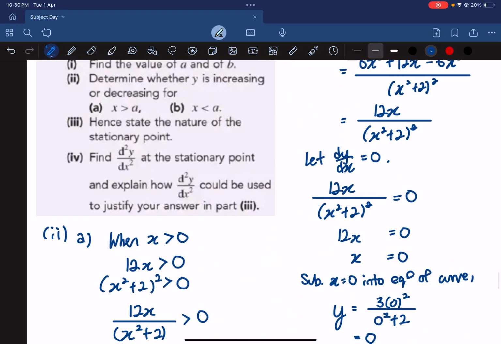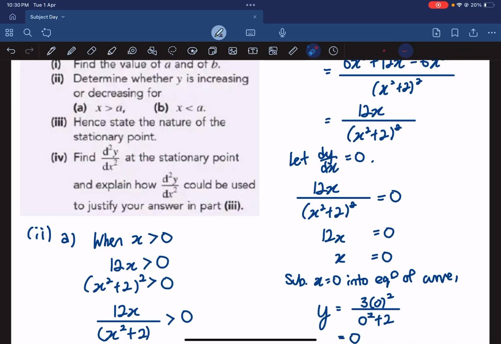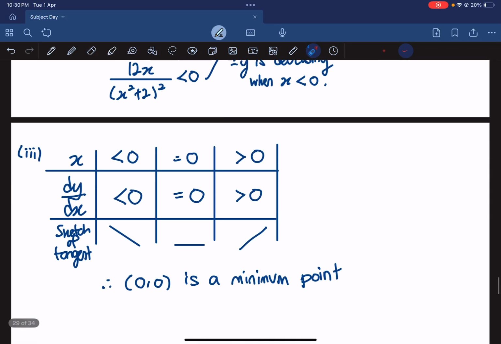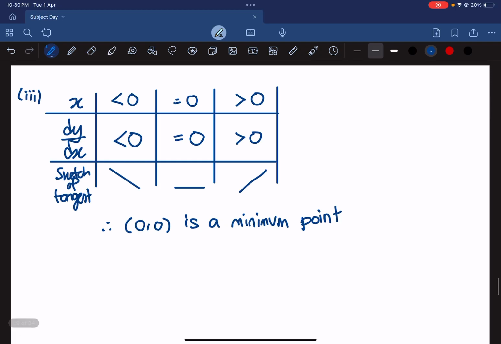Okay, and then now the next part says: find d square y over dx square and explain how your answer can be used to justify the solution. Okay, so we can write out the solution here first. For part 4, I know that dy over dx is given by the expression 12x divided by x squared plus 2, the whole thing squared.